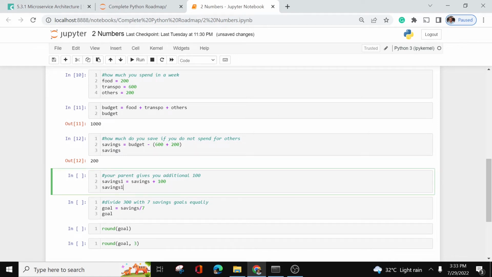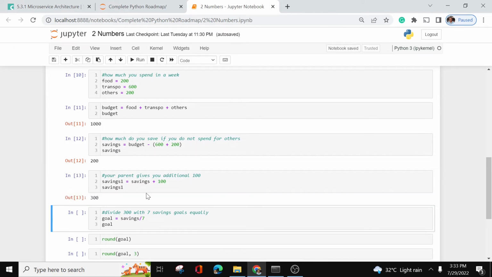So let's execute this one and we will know what this one would be. So your total savings so far is 300. And supposing you would like to divide this 300 into 7 different saving goals. For example, the seventh part of this would be for your shoes, another seventh part would be for your travel, the other part would be for your shopping, the other part would be for your books, and whatever else you would like to spend your money on.